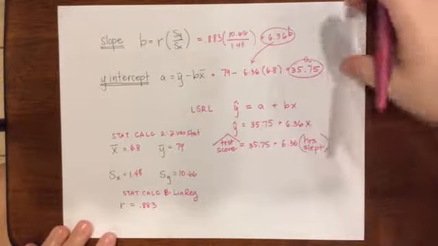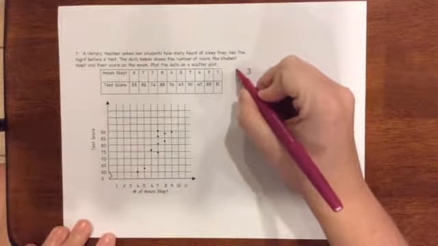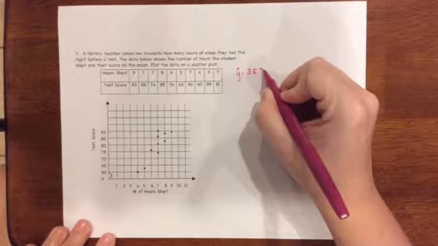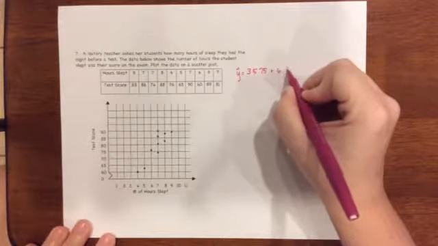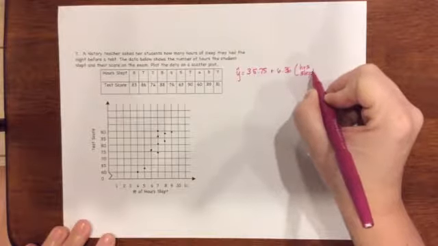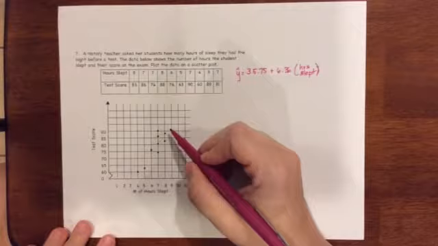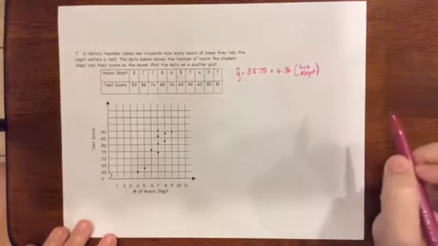All right, so we have our equation now. Our equation is y hat equals 35.75 plus 6.36 hours slept. Okay, so it's kind of like your teachers might have talked about the line of best fit. This is that line of best fit.